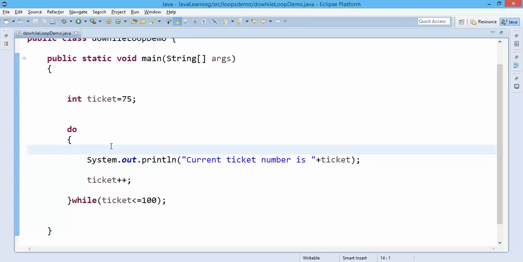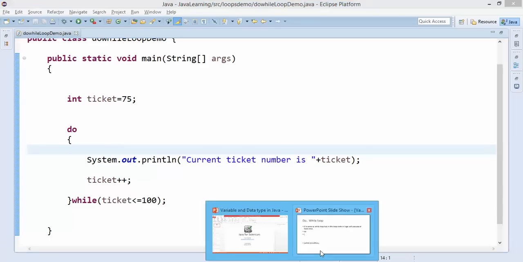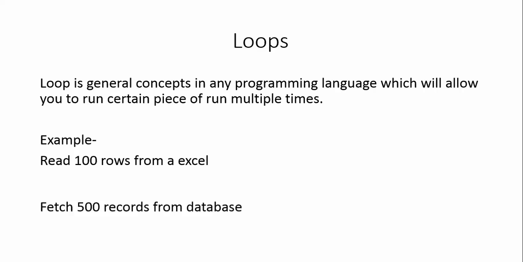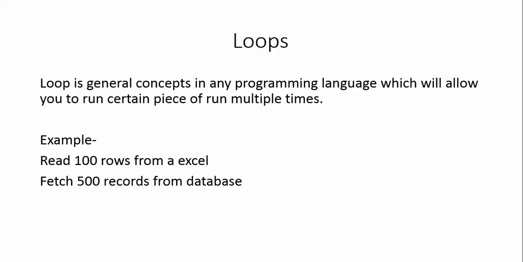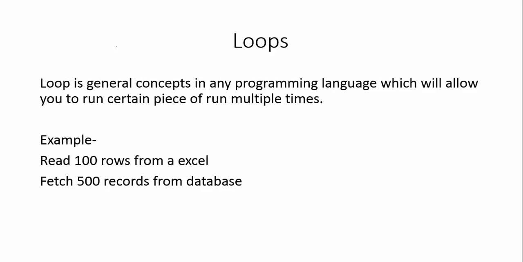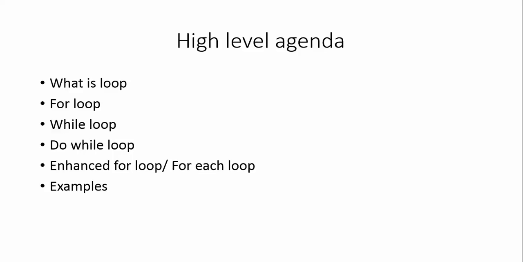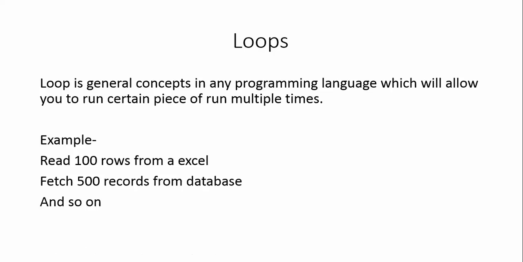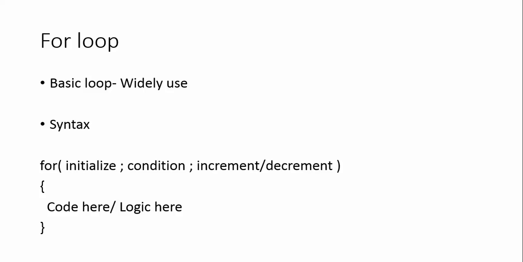So hope you are clear with the for loop, while loop, and do while loop. Let me do a quick recap. We have covered loops: when you have to execute a certain piece of code multiple times, we take the help of loops. So we have four kinds of loop: for loop, while loop, do while loop, and enhanced for loop. Enhanced for loop we'll cover in the future. In the basic for loop, you need to initialize the variable, give the condition, then increment or decrement.